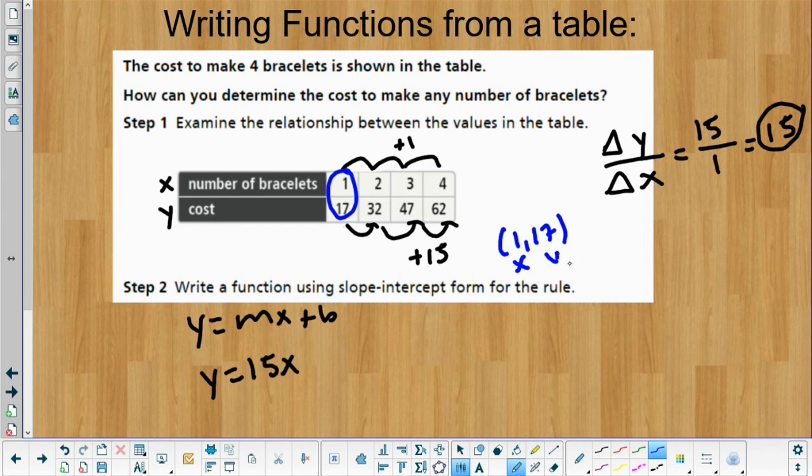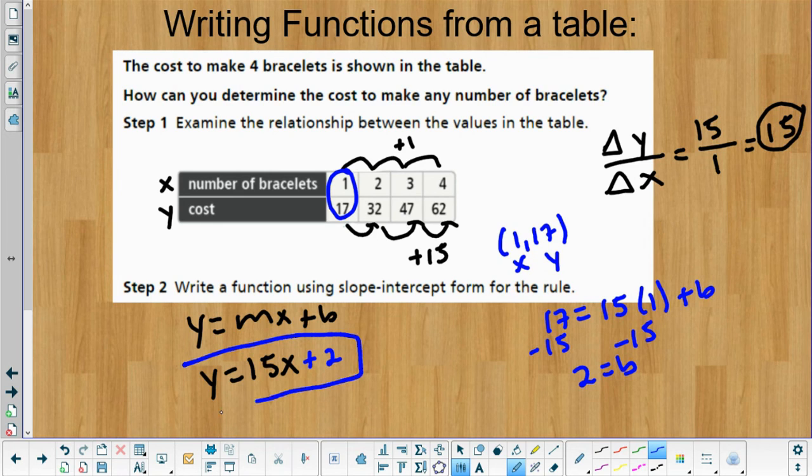Okay, remember I have an x and a y. So I can substitute this and my slope in, and I can figure out what that b would be. So I can say 17 equals 15 times my x, which is 1, plus b. Well, 15 times 1 is 15. And if I subtract 15 from both sides, I get 2 is my b. So I can then add plus 2. And this would be my final equation in slope-intercept form. So first find the slope, then use the slope and any point you want to find the intercept.